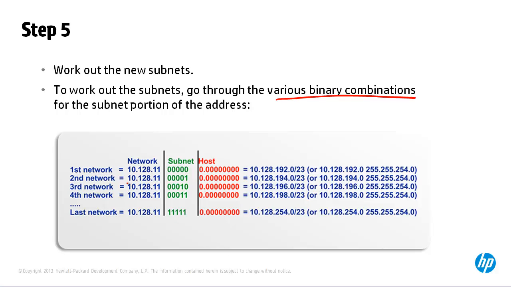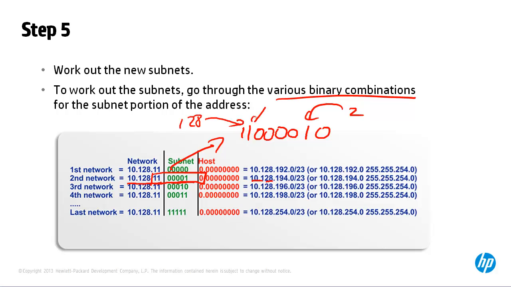For the second network, it's 10.128, and now we're going through the various binary combinations. The third octet is 11, 4 binary zeros, followed by binary 1, followed by binary 0. So that is 2 in decimal, 128, 64. So 128 plus 64 plus 2 is 194. Last octet is all zeros, so the last octet is 0/23. Can also be written as follows. So that's the second network.